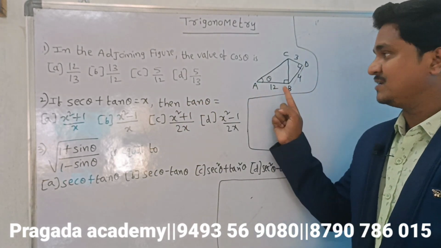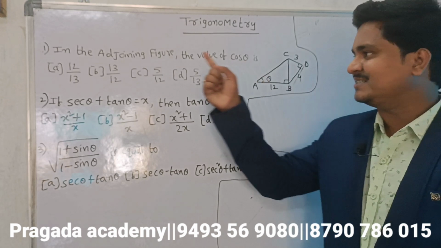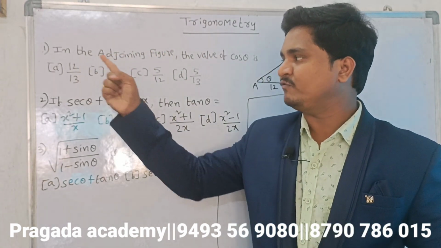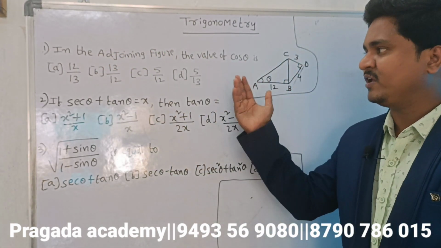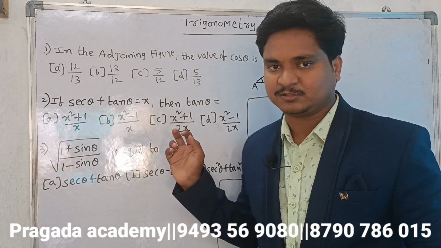Why? Because cos theta means adjacent side by hypotenuse. We already know the adjacent side is 12, so 12 is in the numerator. So only option A fits. Otherwise, if they gave two or more such options, then you need to do the problem. I will explain the procedure also.